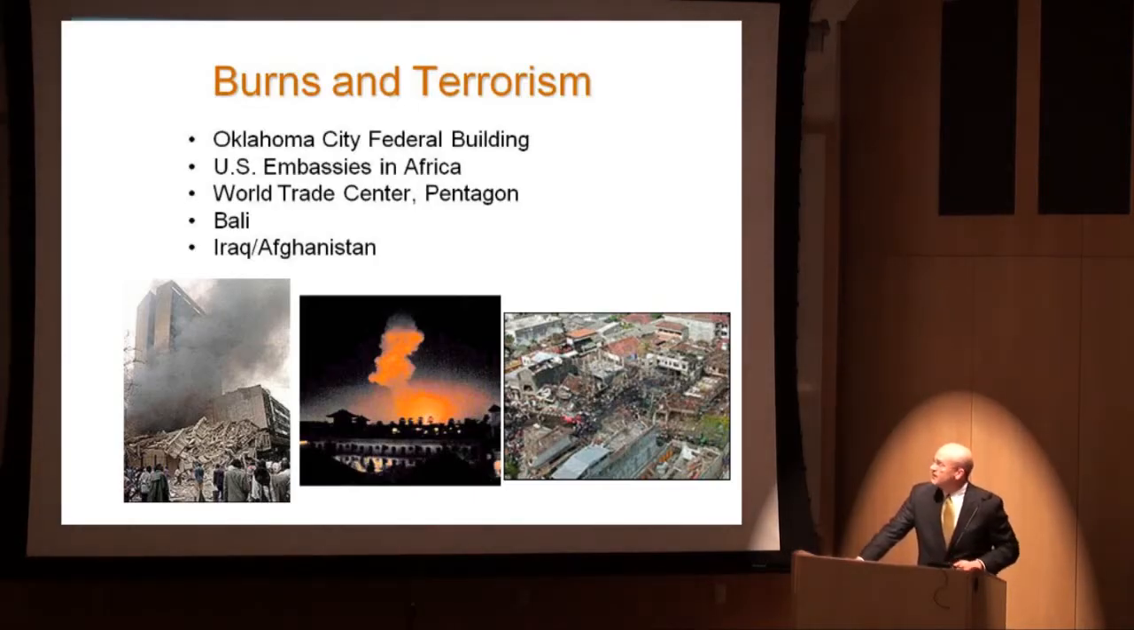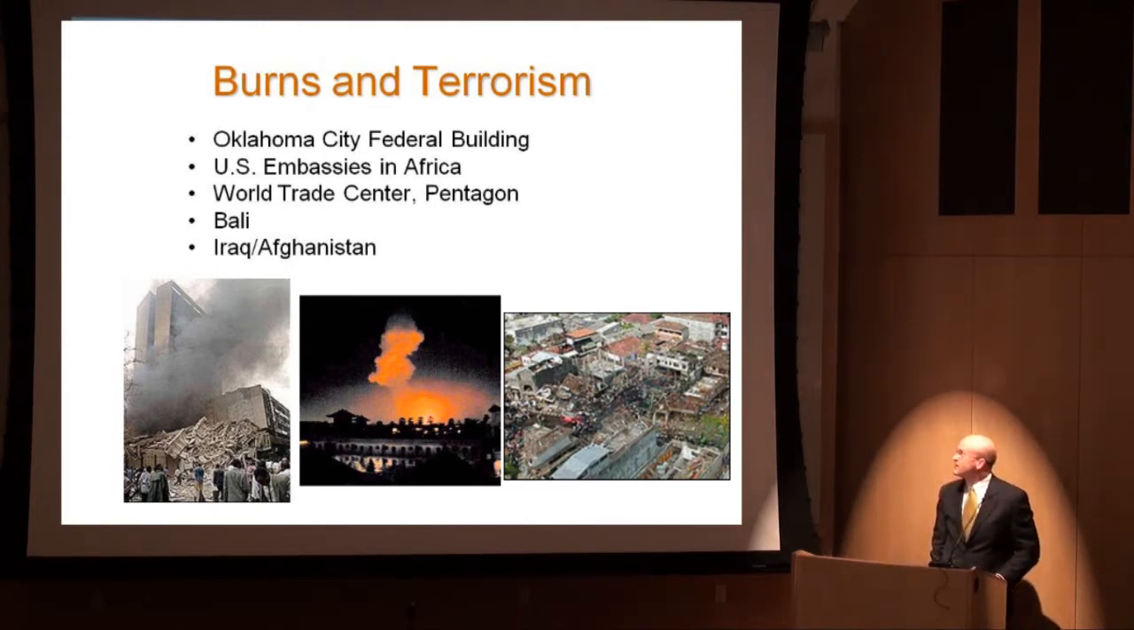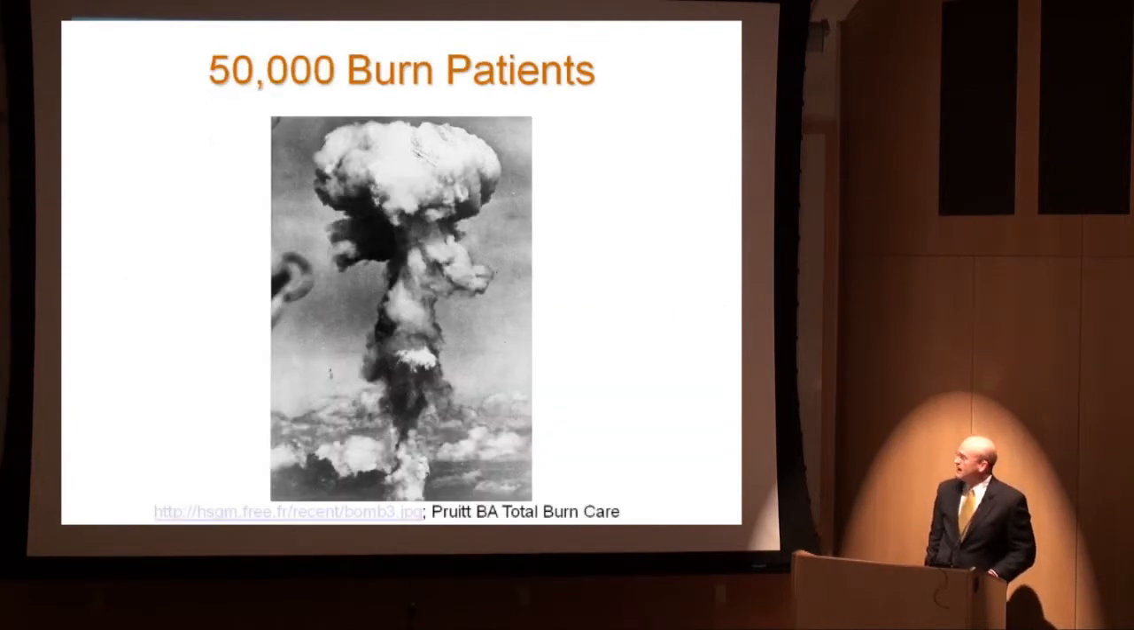We've had some experience with these kinds of incidents lately in the world, almost on a daily basis in Iraq and Afghanistan in 2005-2006, and Oklahoma City, et cetera. And then this one, what do you do with this one? There's a nuclear event, 50,000 burn casualties. Well, what we've decided in the military is that you can't really plan for this, okay?